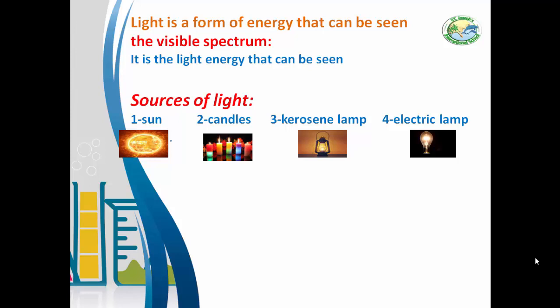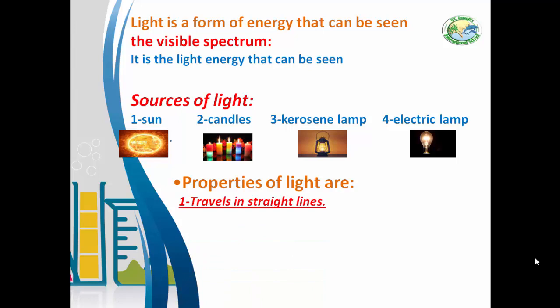Then we will move to the properties of light. There are five properties of light. The first property is that light travels in a straight line. To prove that light travels in a straight line, we have a small activity.